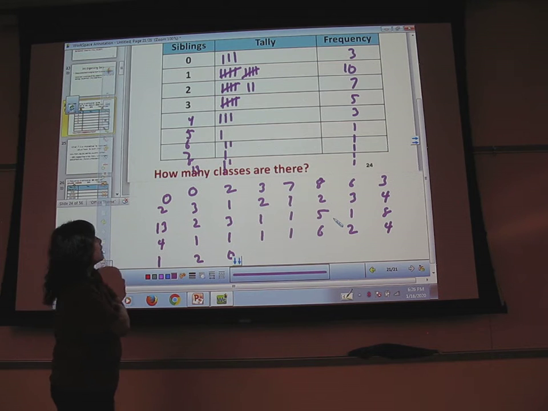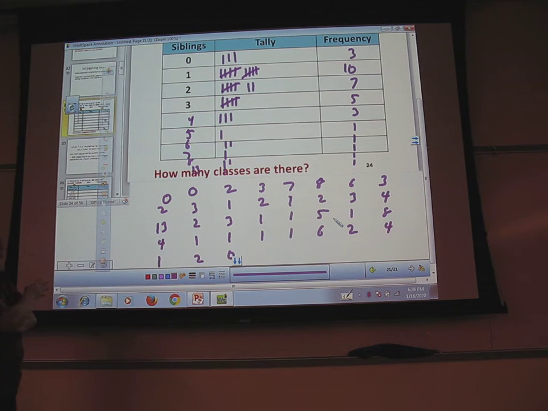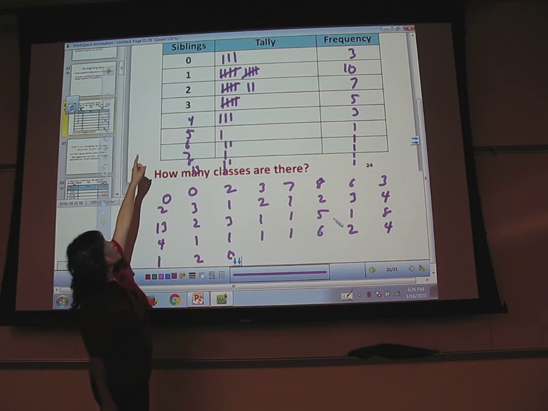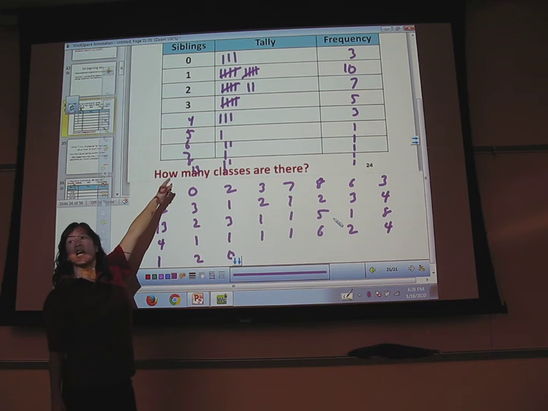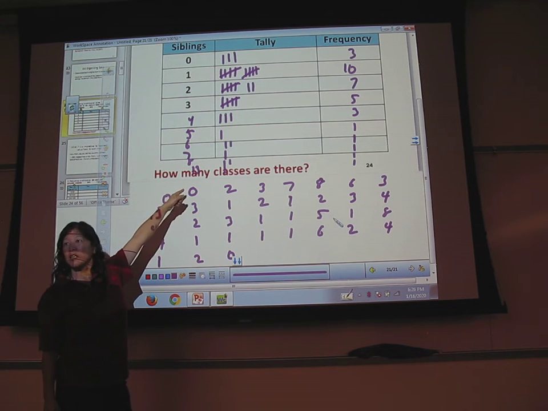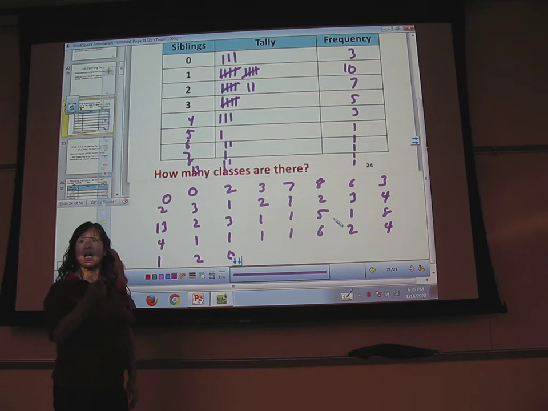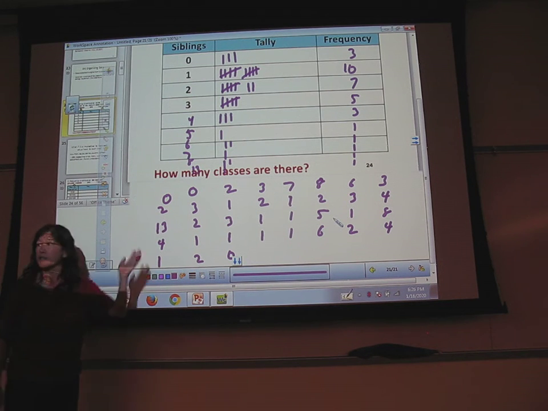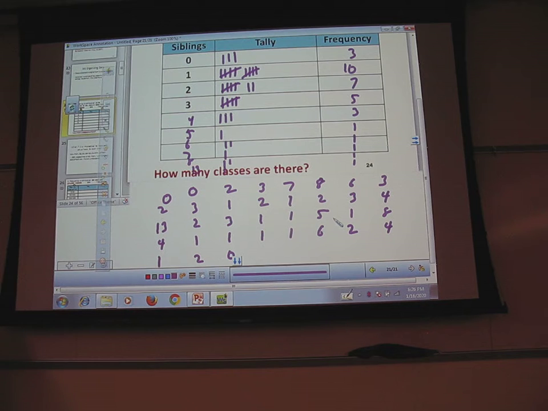Would you believe me if I said that there are 14 classes? Here's the thing. We go 0, 1, 2, 3, 4, 5, 6, 7, 8, and then we jump to 13. So really, there's also a class for 9, 10, 11, and 12, all with 0 in them. Do you see what I'm saying? So really, this would be 14 classes. Okay? Good. Just make sure you guys understand that. You can't have gaps like that in there.